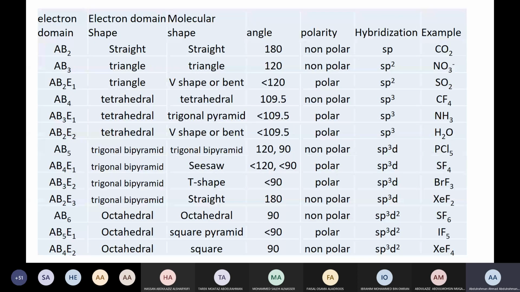Okay. But I made this table. I want you today to sit down and memorize everything in this table. Everything. All right? Can you see the table? Yes. Okay. Now, the first thing I start with is the electron domain. The notation is written AB2, E1, AB2. So what's the electron domain in the first one?